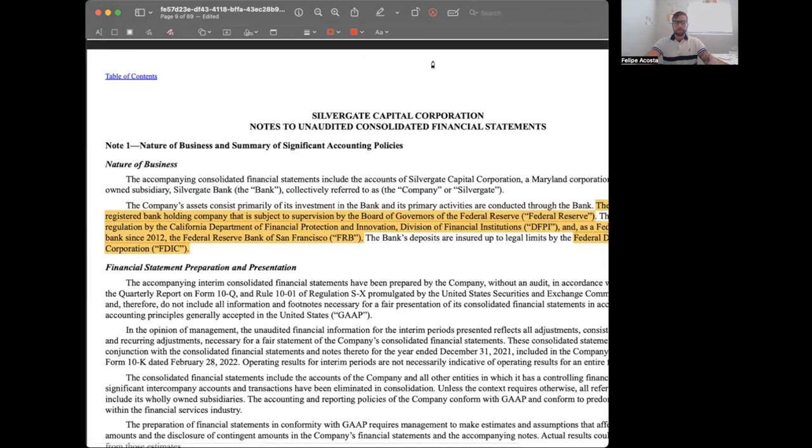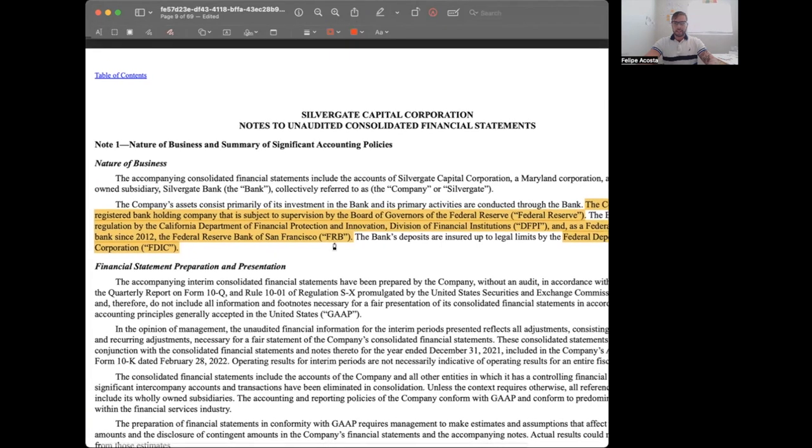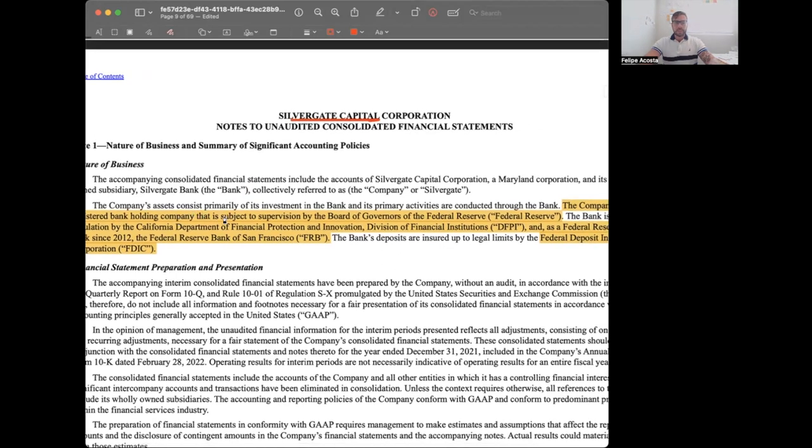So here are their most recent financial statements. The nature of the business for Silvergate Capital Corporation: the company's assets consist primarily of its investment in the bank, and its primary activities are conducted through the bank.